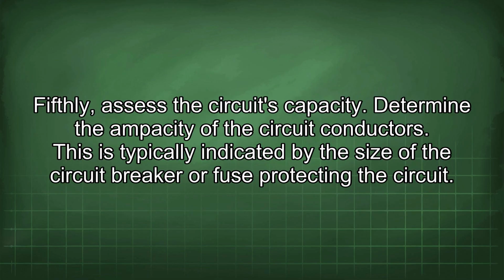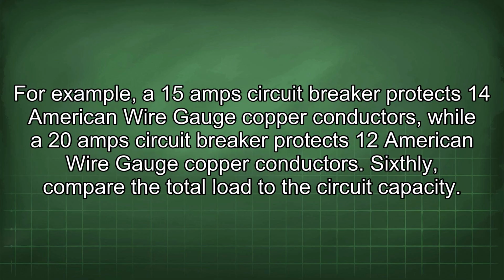Fifthly, assess the circuit's capacity. Determine the ampacity of the circuit conductors. This is typically indicated by the size of the circuit breaker or fuse protecting the circuit. For example, a 15 amp circuit breaker protects 14 American wire gauge copper conductors, while a 20 amp circuit breaker protects 12 American wire gauge copper conductors.